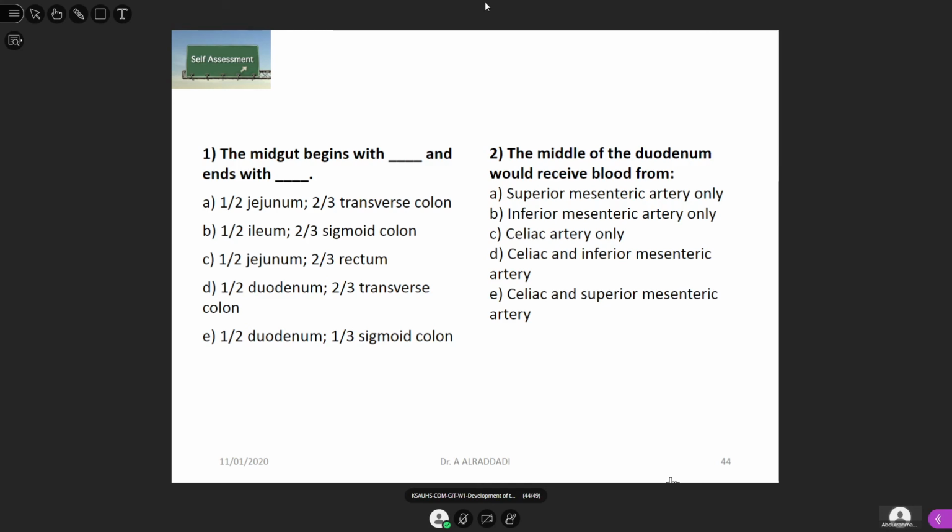First question says the midgut begins with space and ends with, I believe the right answer is D, half of the duodenum, so parts 3 and 4, and 2/3 of the transverse colon. Yes, correct. The midgut begins with the half of the duodenum and ends with the 2/3 transverse colon. It will be the lower half, below the common bile duct, and ends with the 2/3 transverse colon.